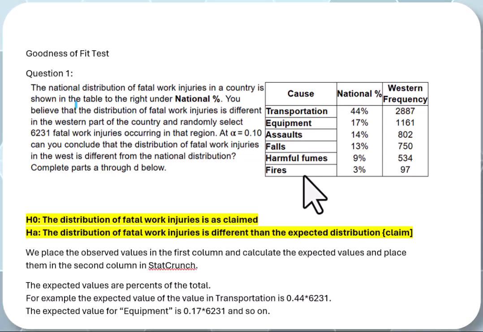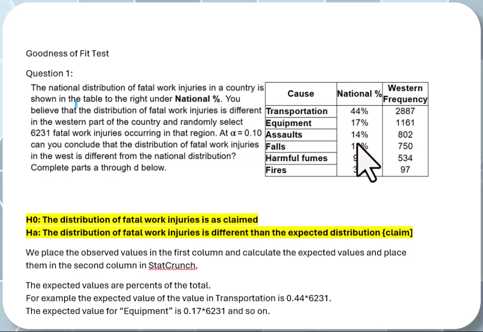Let's read it. The national distribution of fatal work injuries in a country is shown in the table to the right under national percentage. You believe that the distribution of fatal work injuries is different in the western part of the country and randomly select 6,231 fatal work injuries occurring in that region. At alpha equal 10%, can you conclude that the distribution of fatal work injuries in the West is different from the one that's given to us?